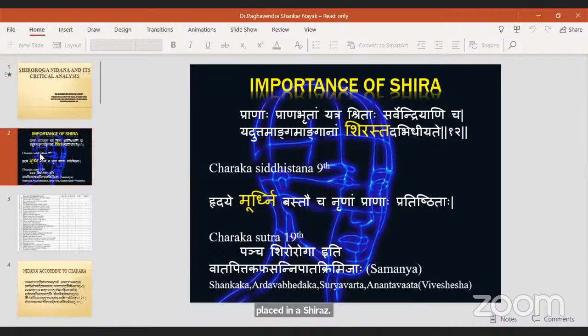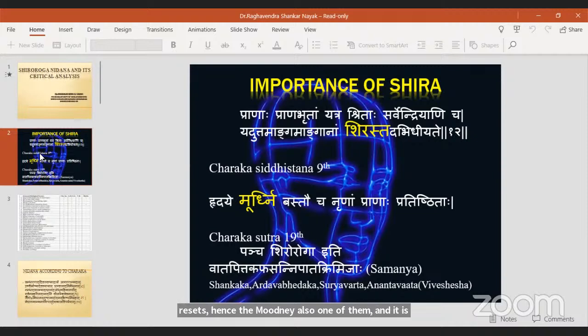And next, in Charaka Siddhisthana, 9th chapter, what they have explained is "Hridaye Murdhni Vastau cha Pranah Pratishthitah". That is, these are the 3 sites where the prana resides. Hence, the Murdha is also one of them, and hence it is also important.